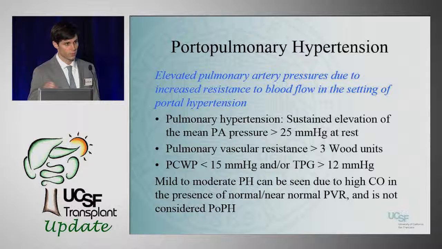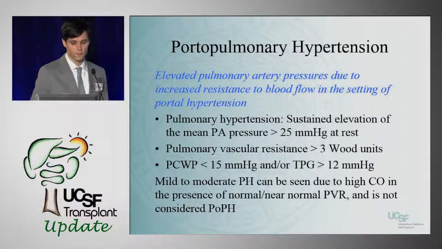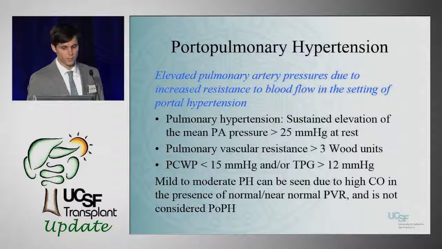3 wood units as our cutoff, and that's really getting at that resistance to flow in the pulmonary arteries. To meet criteria, you also have to have normal left heart pressures, and we define that as a pulmonary capillary wedge pressure less than 15 millimeters of mercury, or a transpulmonary gradient, which is just sort of the pressure gradient across the pulmonary vasculature greater than 12, meaning that you've got some disease beyond just the elevated wedge pressure.